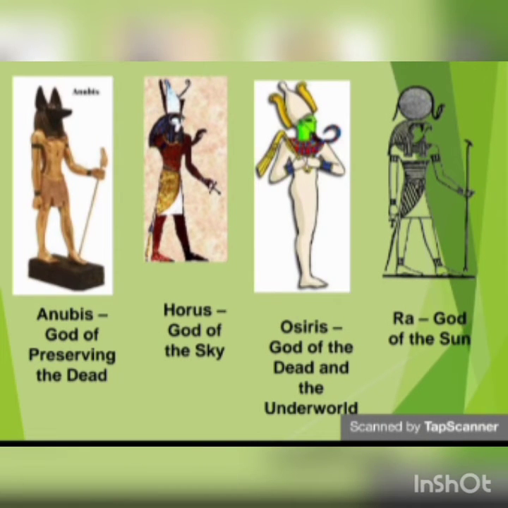Okay, and listen here, Horus is called the god of the sky, and Osiris is called the god of death and the underworld. And obviously Ra is the sun god. Okay.